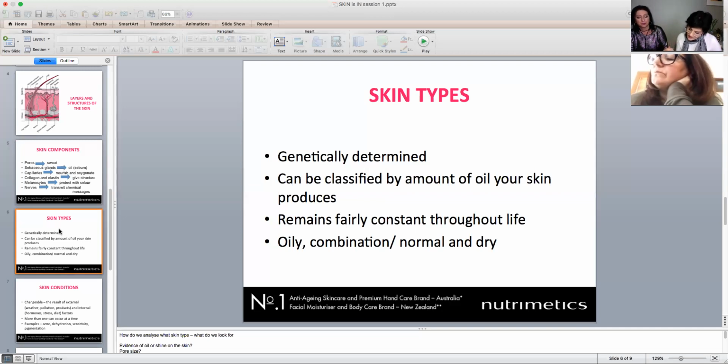The possible causes of sensitive skin is what I want to go on to here. So it can be hereditary, right? It can be genetics, it could be a reaction to medication.